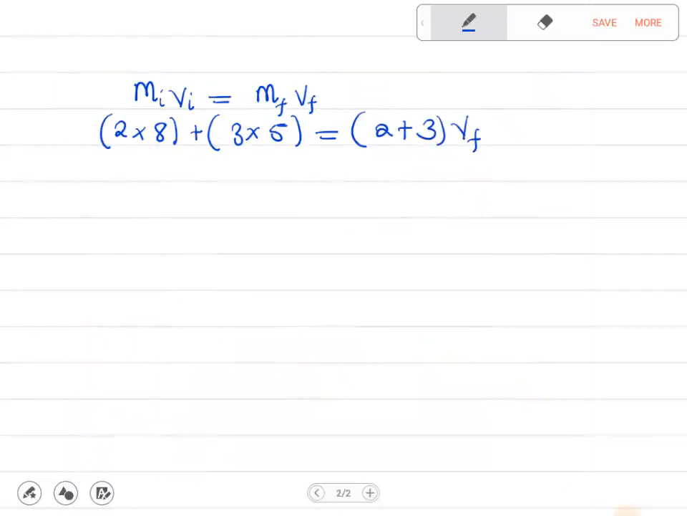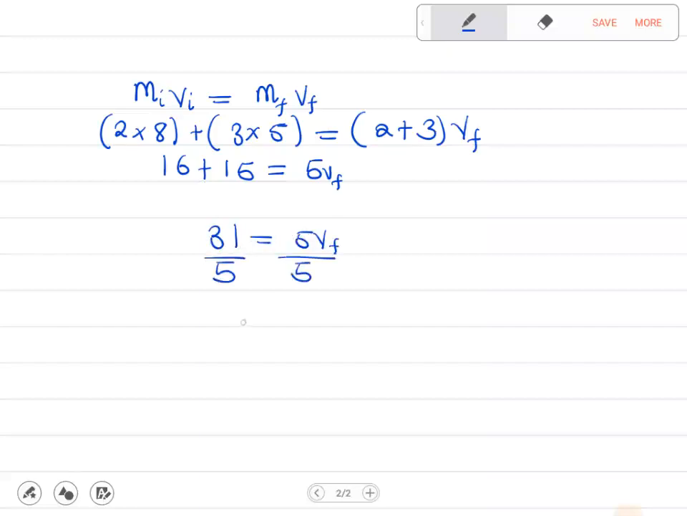Of course, here we get 16 plus 15, and here we get 5 vf. So from here we get 31 equals 5 vf. So dividing over 5, we have vf equal to 6.2 meters per second. This is our common velocity after they stuck together and moved together like that.